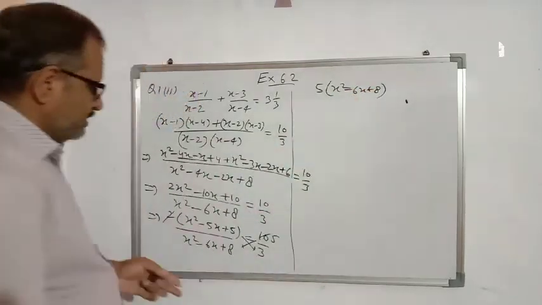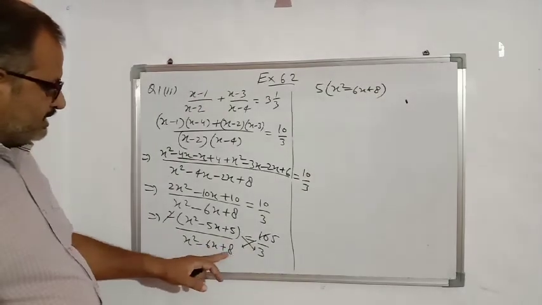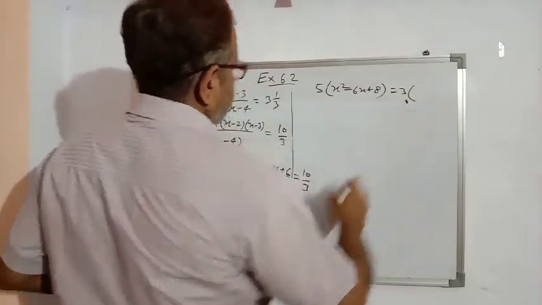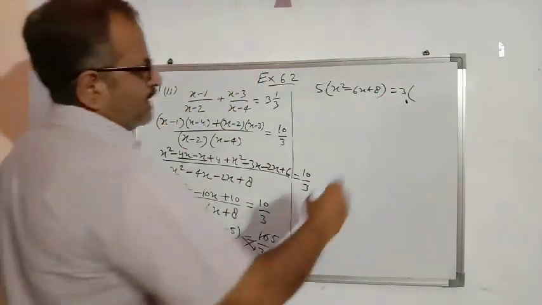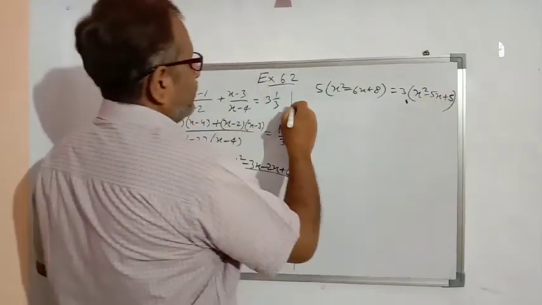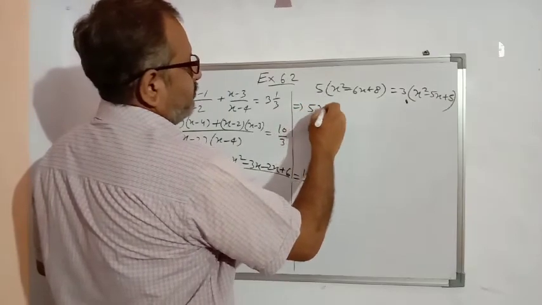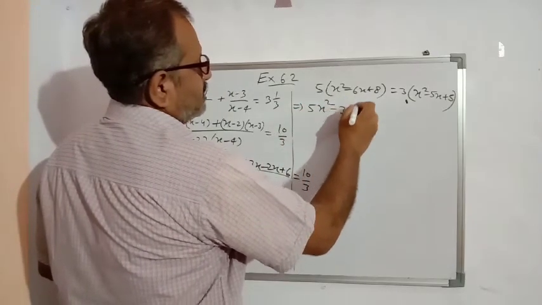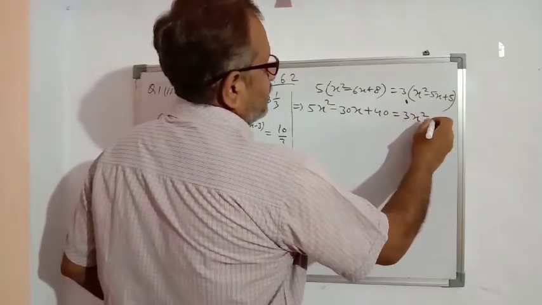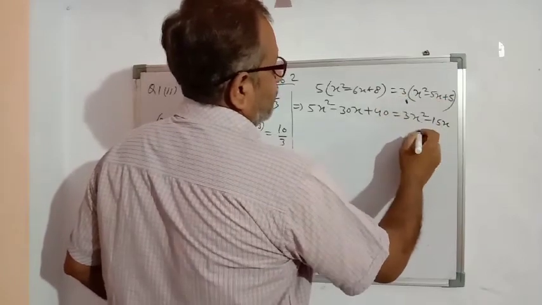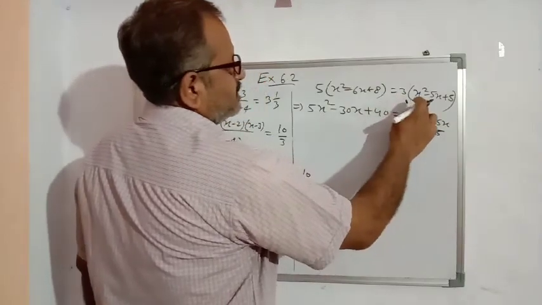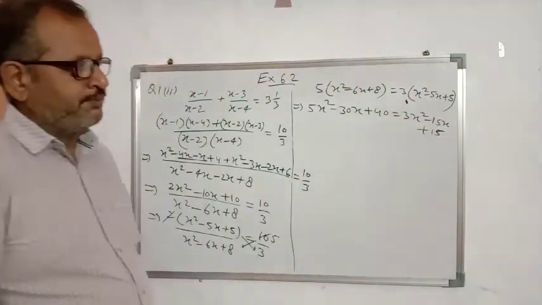plus 8 is equal to 3 into x square minus 5x plus 5. Open the bracket. 5x square, 5 6s are 30x, 5 8s are 40, is equal to 3x square minus 15x plus 15. 3 5s are 15.